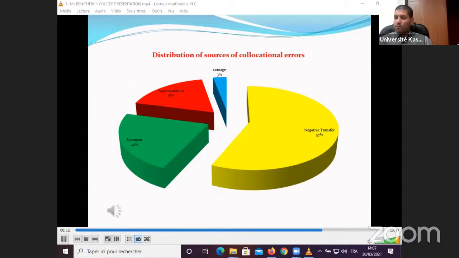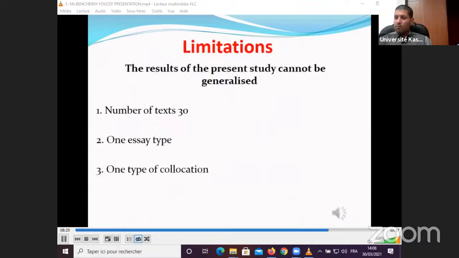18% to approximation strategy, while 3% is due to combination of new constructions, which is referred to by other researchers as creative construction. The limitations of the study: the results of the present study cannot be generalized because the number of texts was only 30, and we need larger ones. Second, one essay type, descriptive essay. Third limitation is that one type of collocation was investigated in the course.